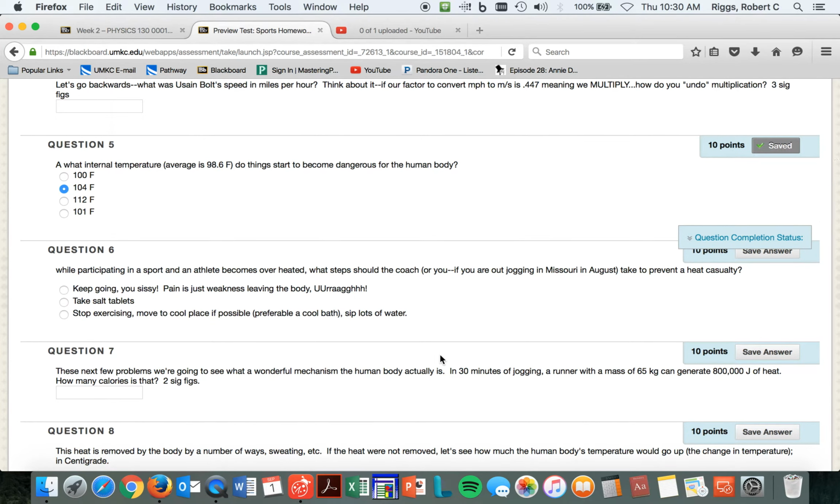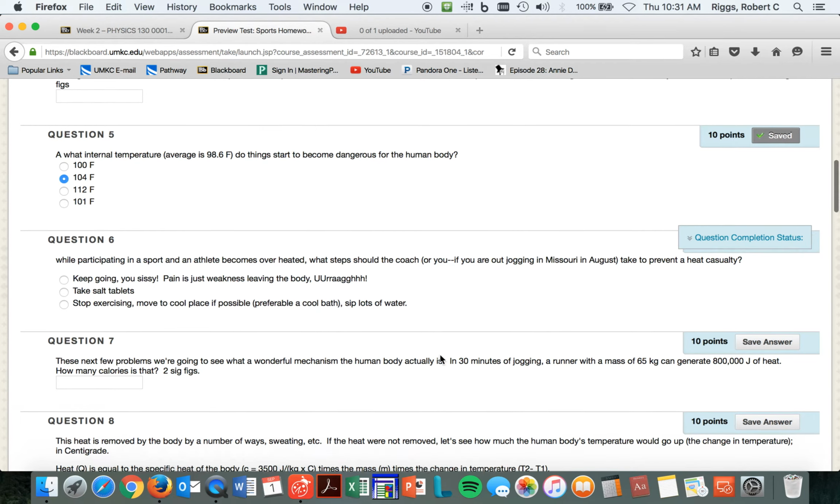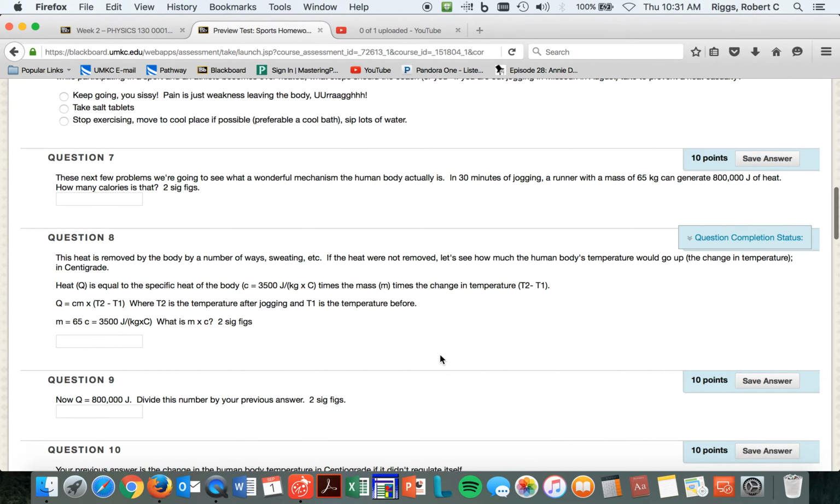While participating in sport, an athlete becomes overheated. What steps should be taken, by the coach, or if you're out jogging in Missouri in August, to prevent a heat casualty? Keep going, you sissy. Pain is just weakness leaving the body. Hoorah. No. Take salt tablets. That's what they used to think, while people in desert training in the Army and Marines were dying like flies in the 40s, 50s, 60s, and 70s, and dying like flies on football practice fields in August. I think that's pretty common sense.